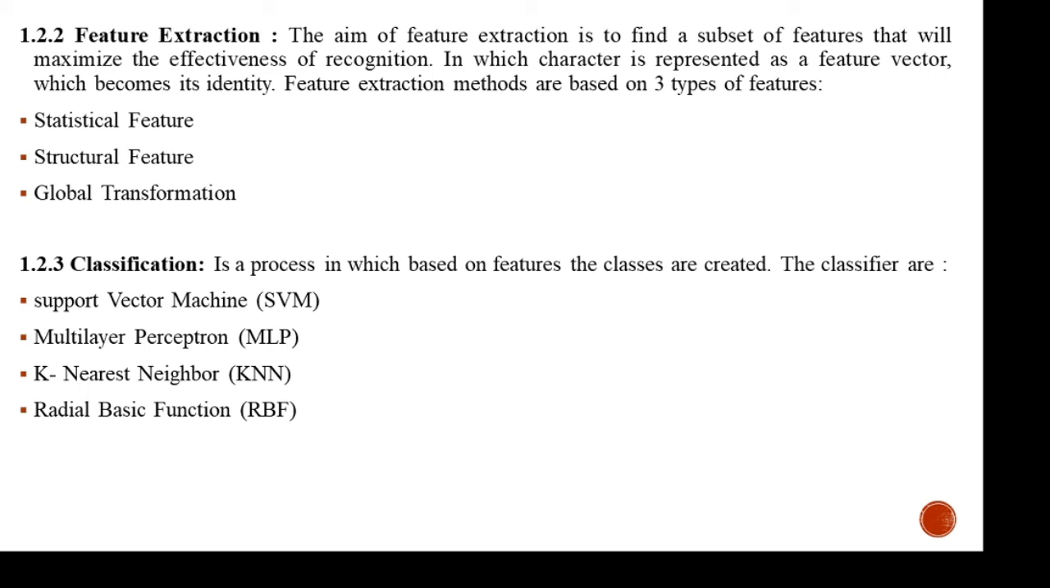As the features are extracted, these features are passed to a classifier to recognize that character or word. There are different types of classifiers available, which are again divided into two categories, supervised and unsupervised. The first ones are support vector machine, multilayer perceptron, k nearest neighbor, and radial basis function.